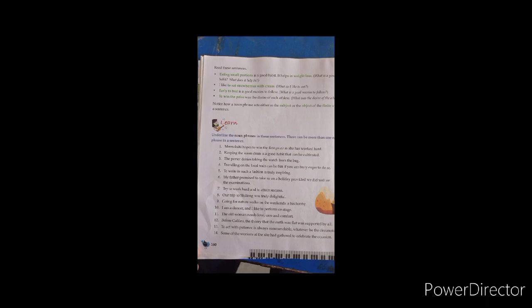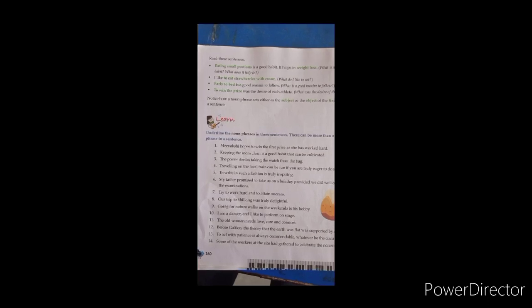Similar in the second sentence, you can see, I like to eat strawberries with cream. Again, you can use what to find out the noun phrase. What do I like to eat? Strawberries with cream. That is a noun phrase. So it's so easy to find out the noun phrase with the help of what or who.